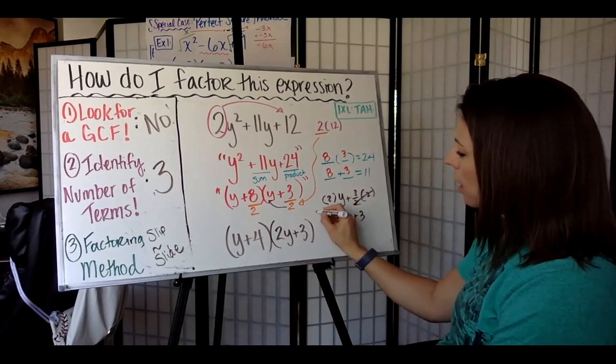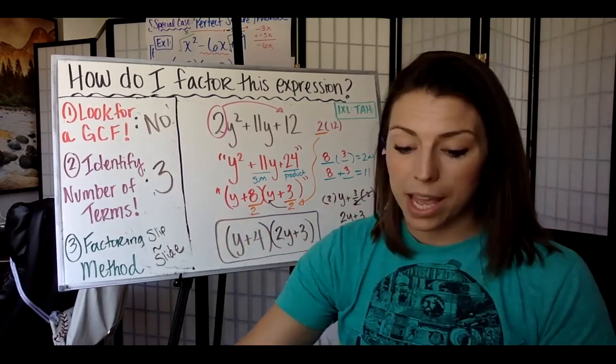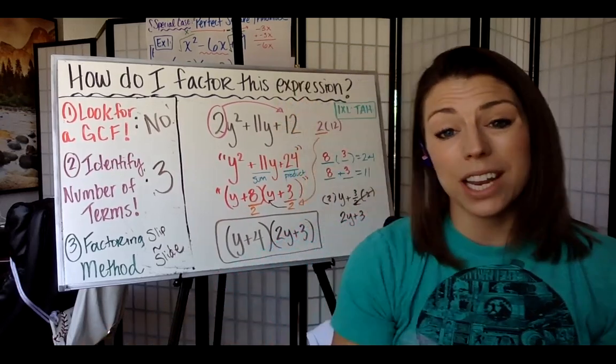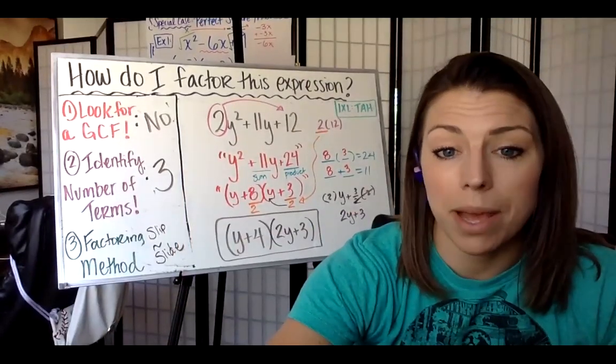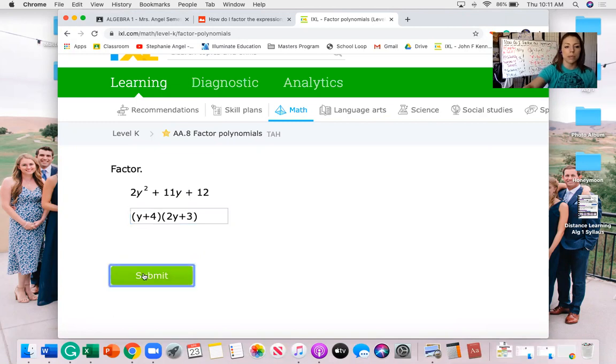All right, let's see, y plus 4 and 2y plus 3, which by the way, if you did it by supergrouping or double cross, you should have the same answer. And it might be 2y plus 3 first and y plus 4 second, but it shouldn't matter. The method that you use should not matter. Okay, I got y plus 4 and 2y plus 3. Submit.